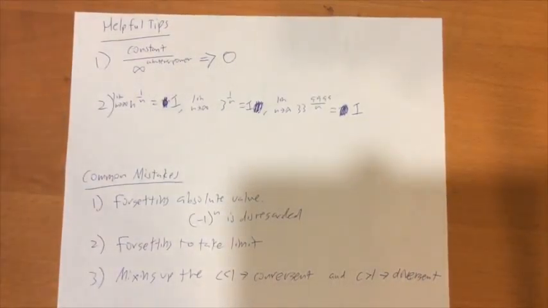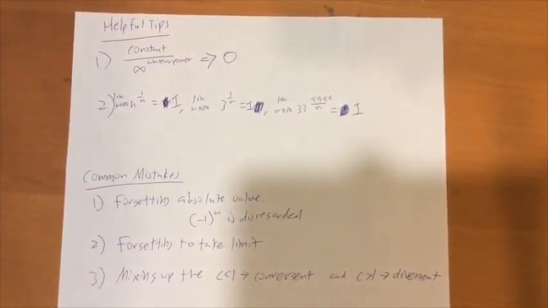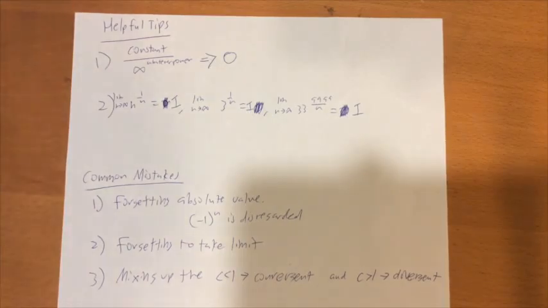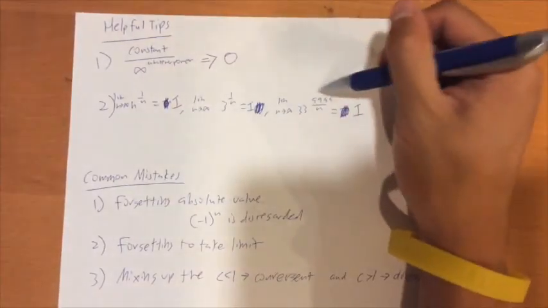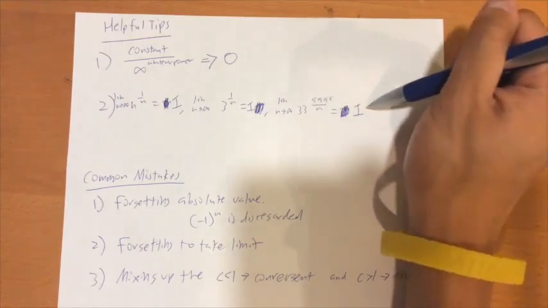Here are some helpful tips in aiding you in using the root test. Whenever you encounter a constant over infinity to whatever power, this is just 0. And whenever you take the limit as n approaches infinity of n to the 1 over n, that is just 1. Or the limit as n approaches infinity of a constant to the 1 over n is just 1. Because if this is 0, any number to the 0th power is just 1.